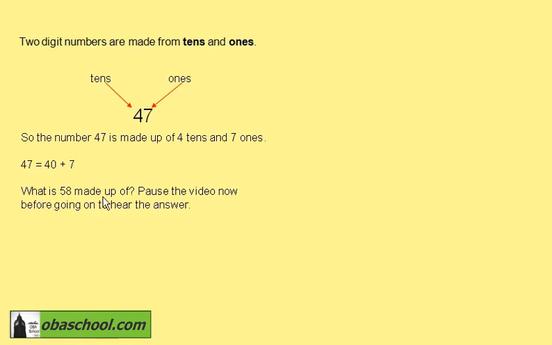What is 58 made up of? Pause the video now before going on to hear the answer. 58 is made up of 5 tens and 8 ones. 58 can also be written as 50 add 8.